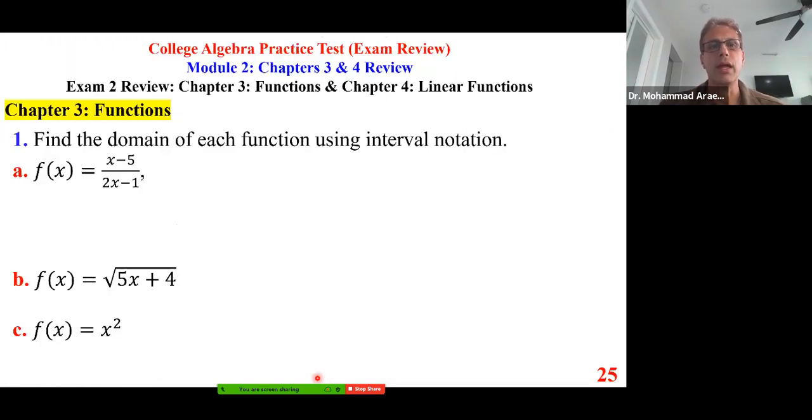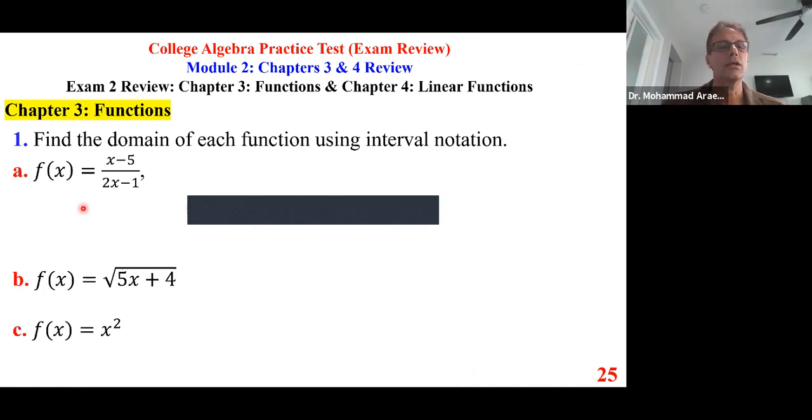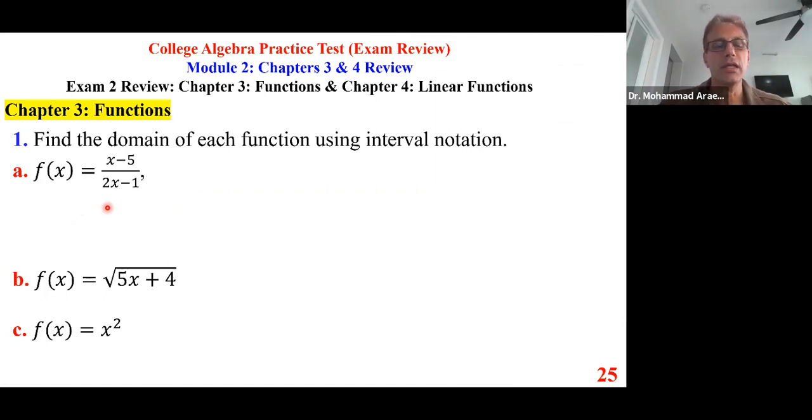Okay. Now we want to find the domain for the following equations or functions, starting with part A. You're dealing with a rational function. A rational function is defined everywhere except where the denominator is 0. So you set the denominator 2x minus 1 equal to 0 and exclude that. So that gives us x equals 1/2. So we have to exclude that. All real numbers are fine except 1/2.